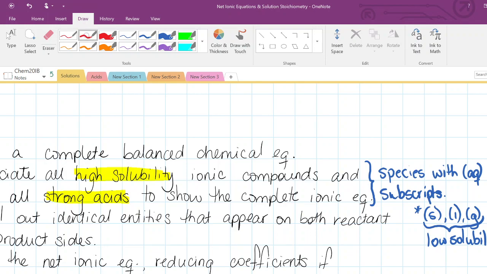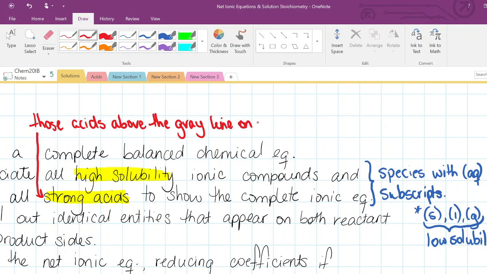And in terms of strong acids, what we're looking for is those acids above the gray line on your acid table, right? So your acid table in the data booklet. Because that's specifically what you're looking for.